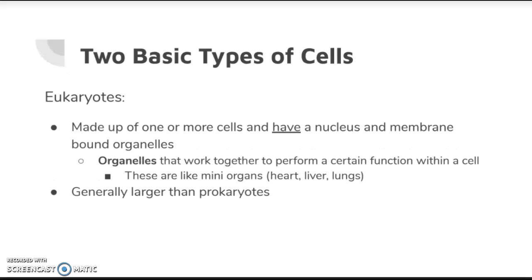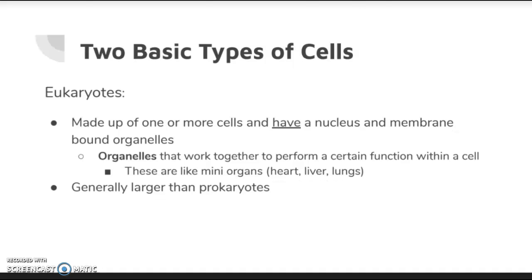As far as eukaryotic cells go, these are your more complex, more up-to-date cells. These are types of cells that humans have and animals and plants. These are made up of organelles that have certain functions inside of them, and they also have what's called the nucleus or the control center. These are generally larger than prokaryotic cells. We'll talk a lot more about the organelles that make up eukaryotic cells in 4.3.